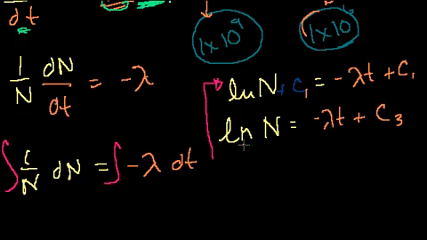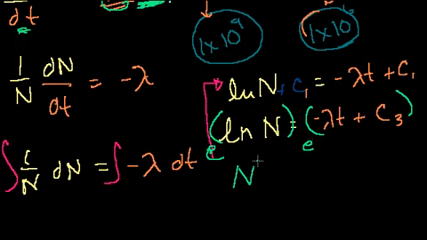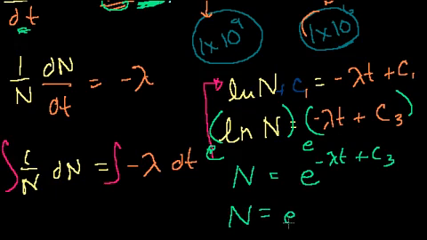Doesn't matter. And now if we want to make this a function of n in terms of t, let's take e to the power of both sides of this. You can view that as kind of the inverse natural log. ln of n is just saying what power do you raise e to get to n. So if you raise e to that power, you get n. So I'm raising e to both sides of this equation. So e to the ln of n is just n, and that is equal to e to the minus lambda t plus c3. And now this can be rewritten as n is equal to e to the minus lambda t times e to the c3.